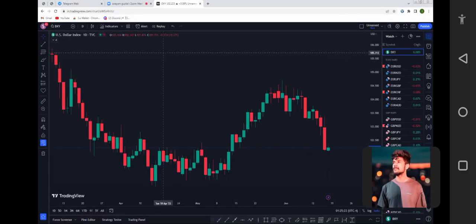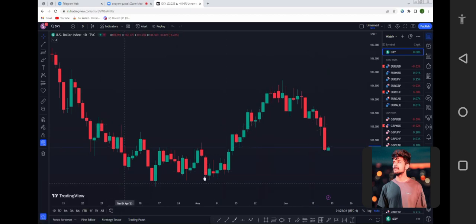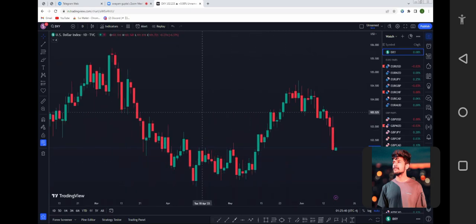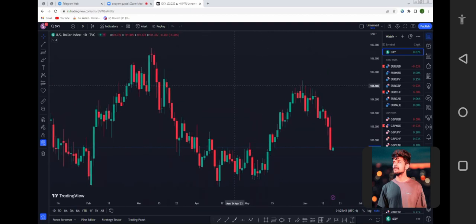Okay, so hello guys, I'm back on the analysis for the DXY, and today again we're looking at the dollar index. So now it looks like a market maker sell model. Now, in the previous ICT live, I just saw that this is going to be a market maker sell model.